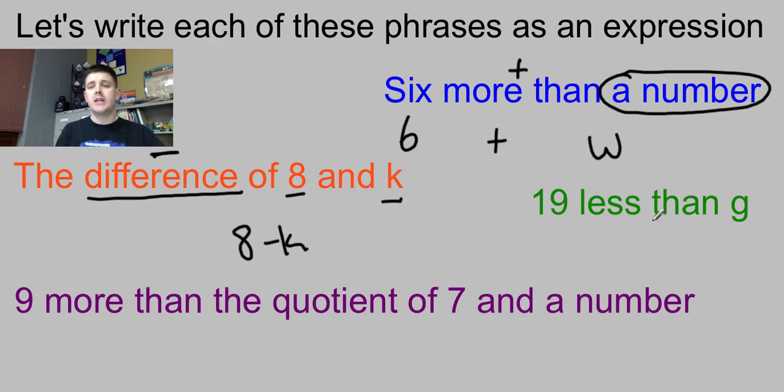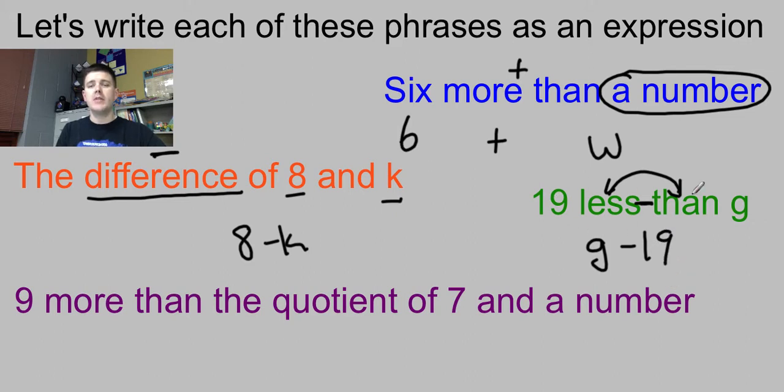Next one, 19 is less than g. Every time you see the phrase less than, I want you to get used to putting that little double-headed arrow over it. It's a little reminder that this is the one time where we're going to kind of mix things up. We're going to kind of reverse the order of the problem. Instead of 19 minus g, because less than means to subtract, we're going to reverse the order of it. We're going to do g minus 19.